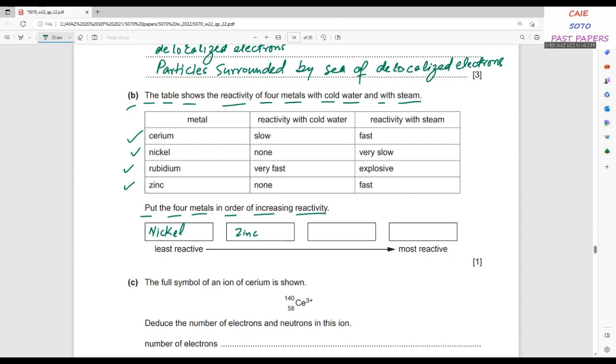Now we are left with cerium and rubidium. Cerium is reacting slowly with cold water, but rubidium is reacting very fast. So you must have cerium, and in the end, you will get rubidium. So this will be the final order.